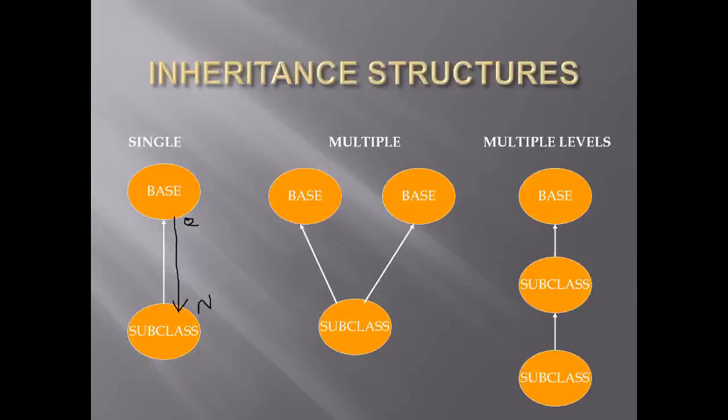Same way you can also inherit some of the properties combinedly from two classes. So from more than one class you can also inherit the properties in a new class. Similarly, you can also derive the properties from a base class and also from that derived class.